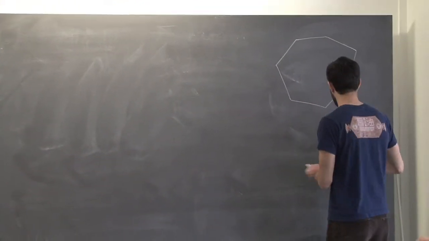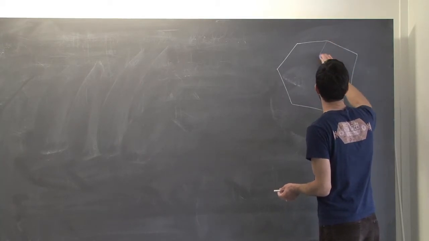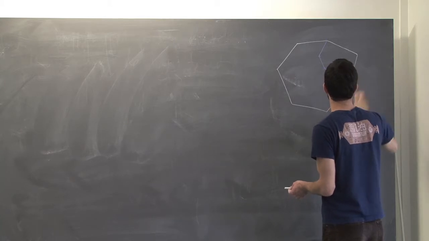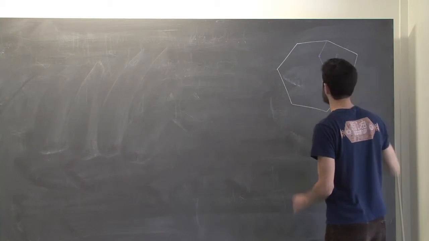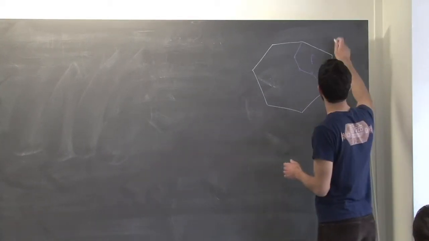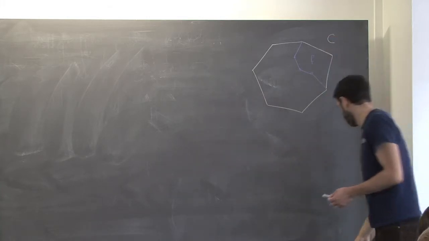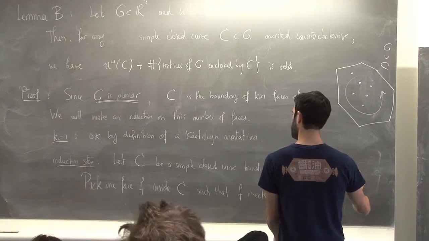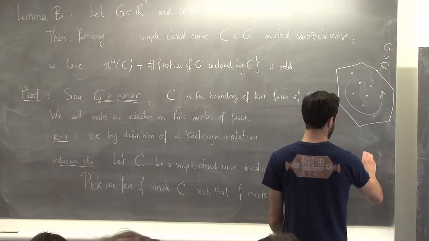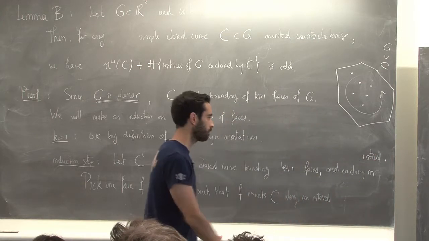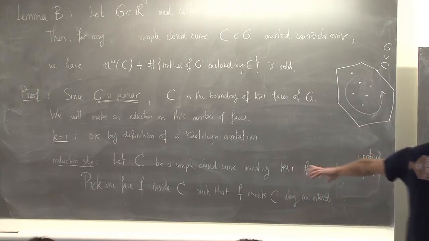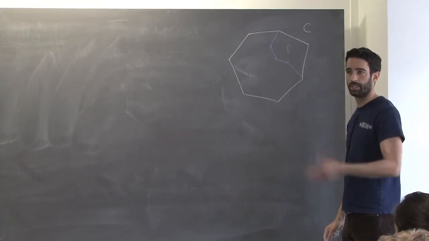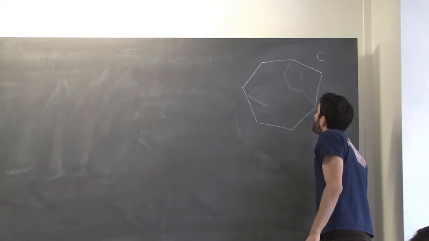Okay, so let's do it. I don't know, let's say that we have a face like that, for example. Okay, so this is C. My curve bounds k plus 1 faces and encloses, let's say, m vertices. Now I pick a face inside C. It looks like this. You can always find such a face. That's not completely true. You have some degenerate cases, but you can work them out as well. It's fine.